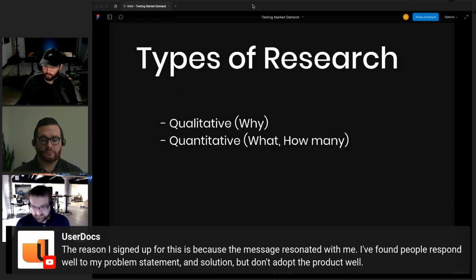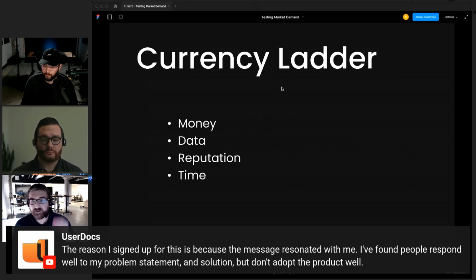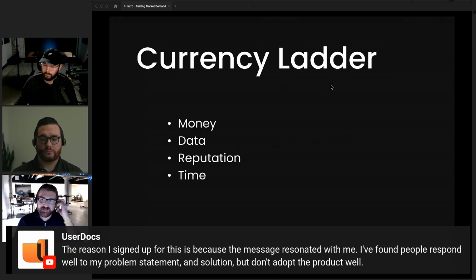We'll talk about it here. Let's skip to this slide right here. Currency ladder, right? Talk about testing. I think this is a really, really important thing to provide for John, and hopefully for others as well. And this is exactly what Andrew was talking about in the video: value. How do you determine value? How do you test for value? And we use a currency ladder.